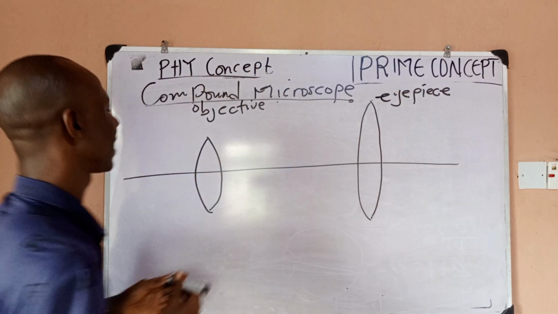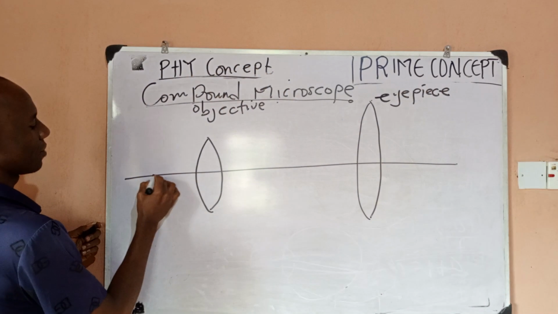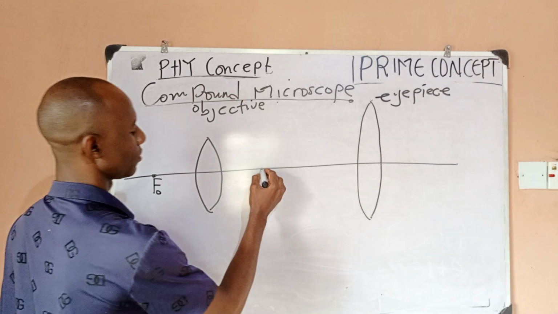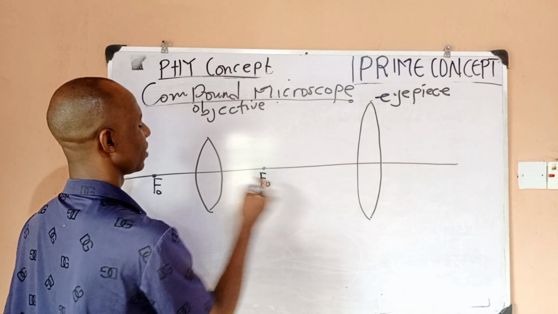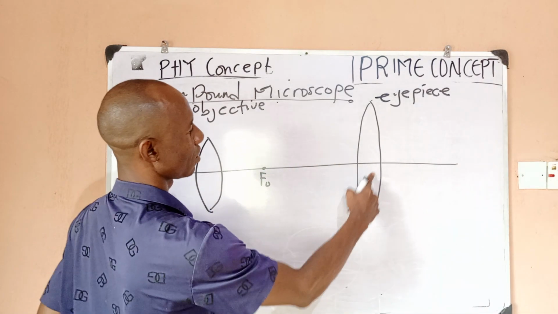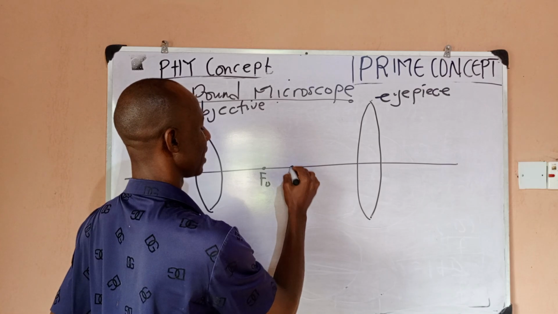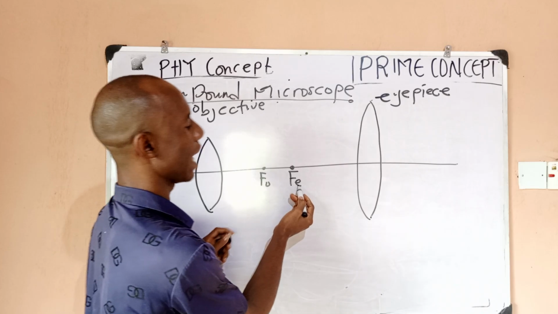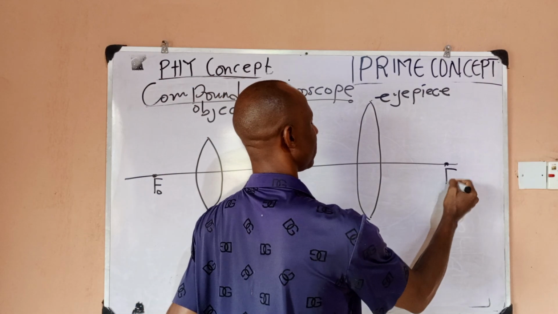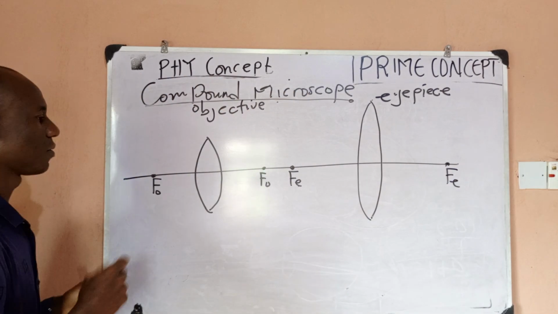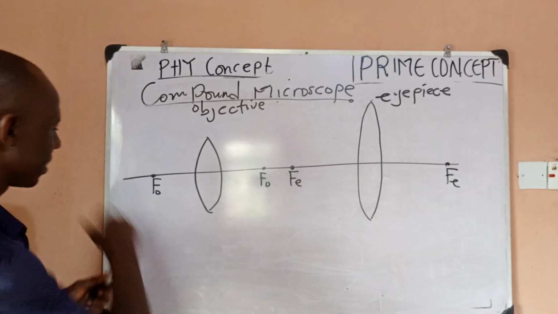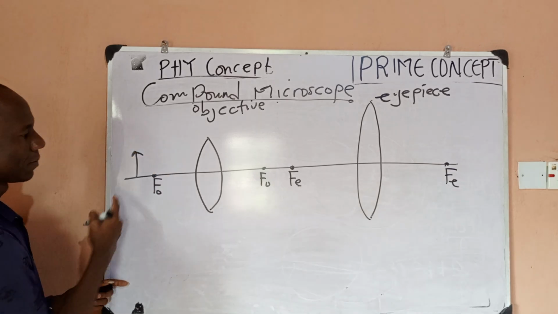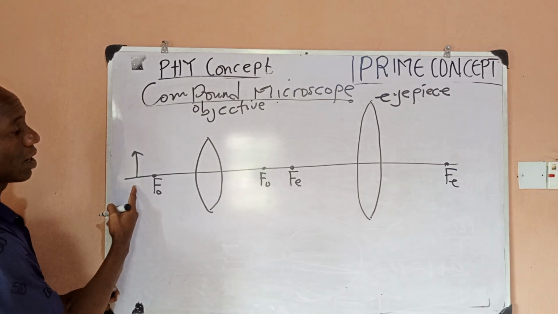Now this is our eyepiece lens. This is our objective. Now we have the focal point of our objective lens, which I'll call FO, and then the focal point on this side of the objective is also FO, while the focal point of our eyepiece, I will label it at this point as FE, and then you have FE here, focal point of the eyepiece. Now, if you have an object, you want to view this object, right? And this object is placed at this particular point.